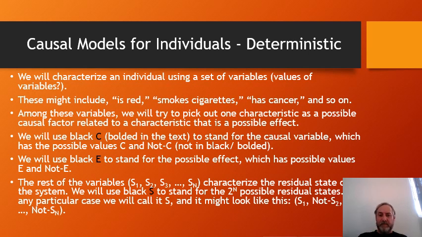So these might include, oh, right, because all of these examples they give in the text are actually values of variables. So the variables would be color, smoking status, cancer status, and so on. Again, it's not going to matter for anything important. But anyway, we've got an individual, right? So we want to say, what is this individual? For our purposes, an individual is just going to be a set of these variables or values of these variables, just the ones we care about.